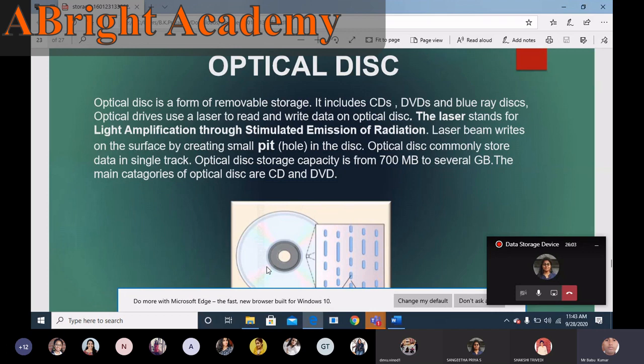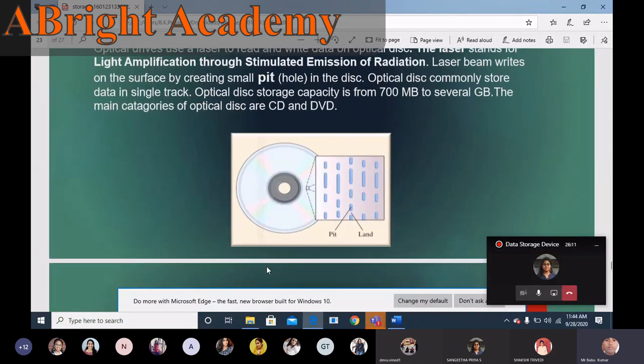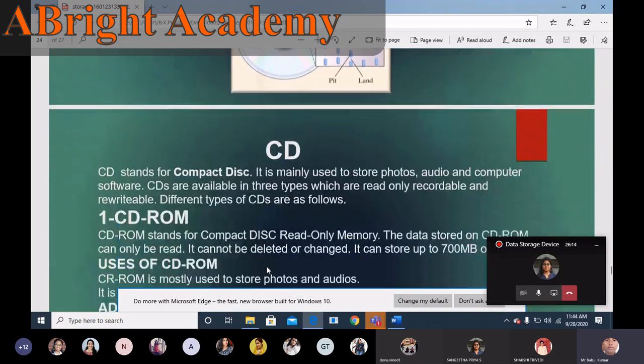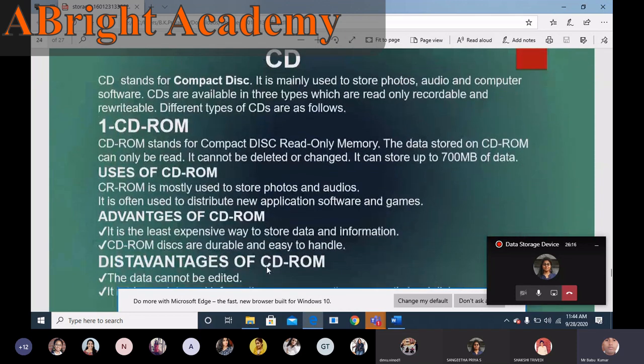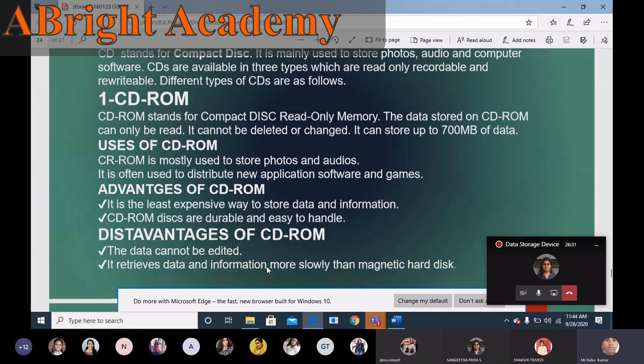Optical discs commonly store data in a single track. Optical disc storage can be from 700 MB to several GB. The main categories of optical discs are CD and DVD. CD stands for compact disc. It is mainly used to store photos, audio, and computer software. CDs are available in three types, which are read-only, recordable, and rewritable, and the different types of CD are as follows.